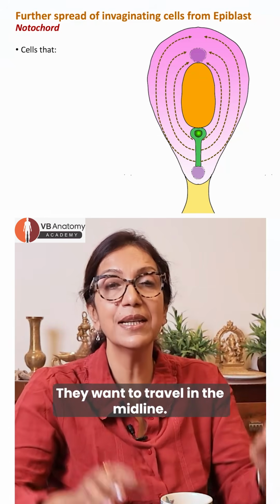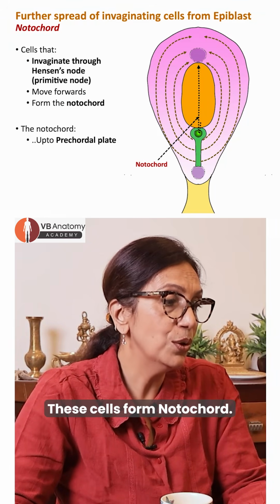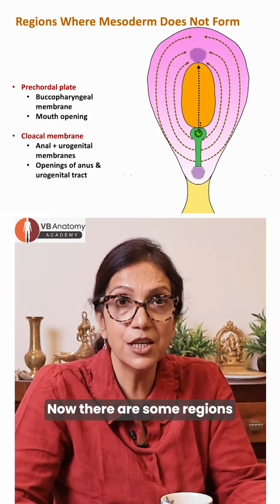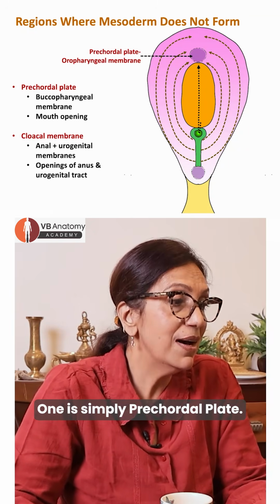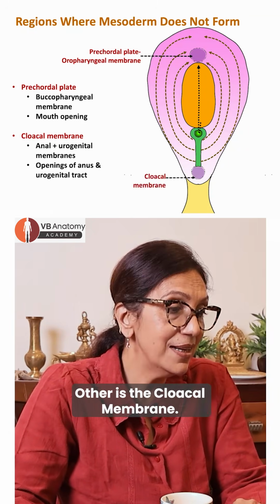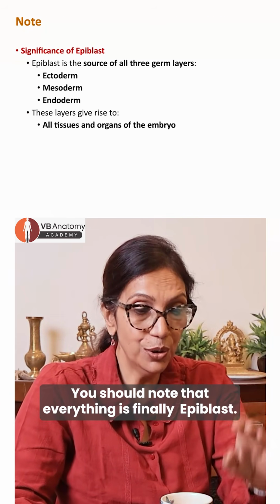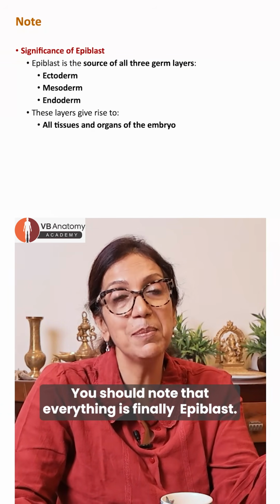A group of cells refuse to go on either side. They want to travel in the midline. These cells form the notochord. Now, there are some regions where the third layer never got formed. What are these regions? One is the precaudal plate, the other is the cloacal membrane. You should note that everything is finally epiblast.